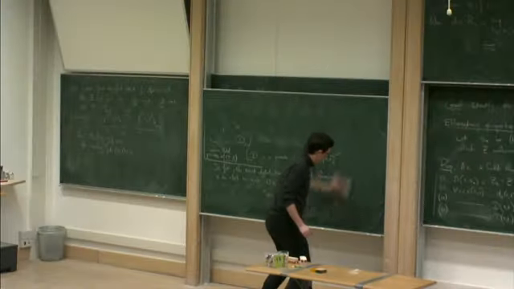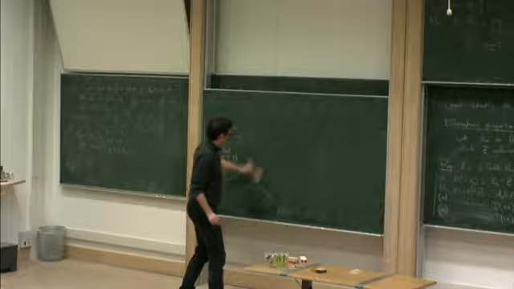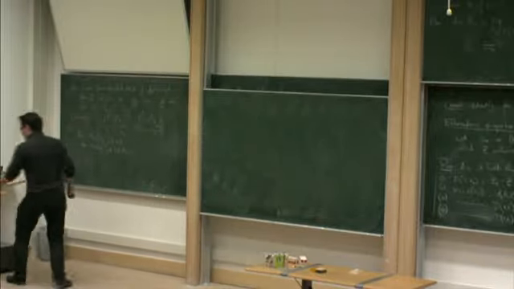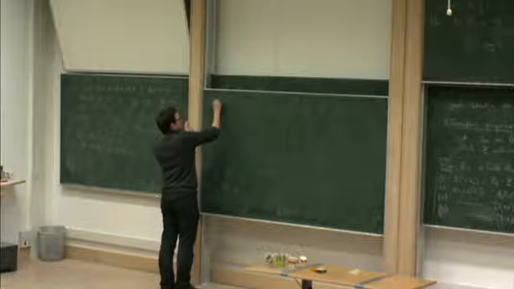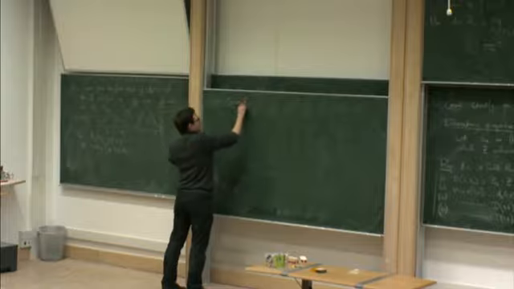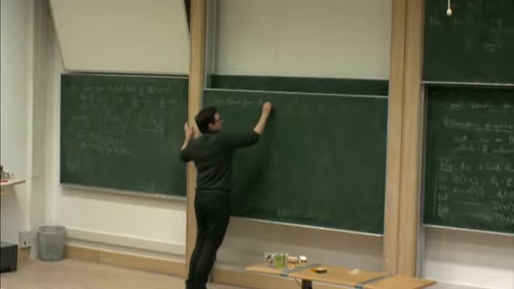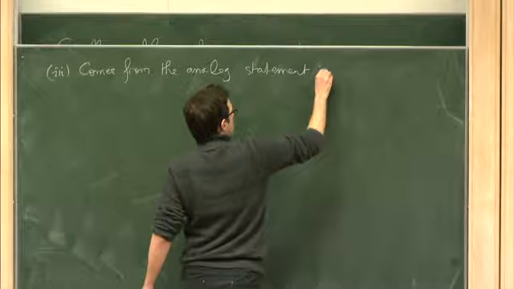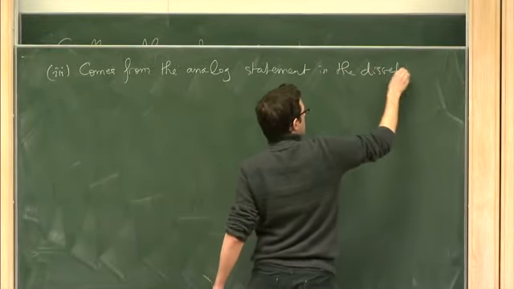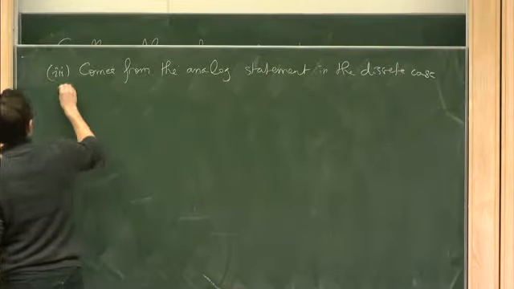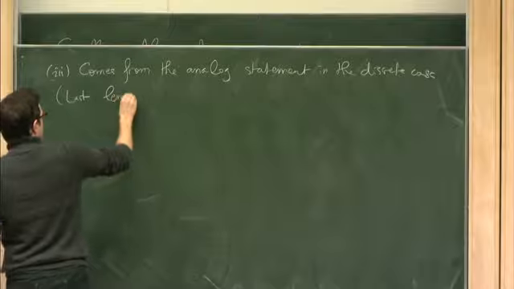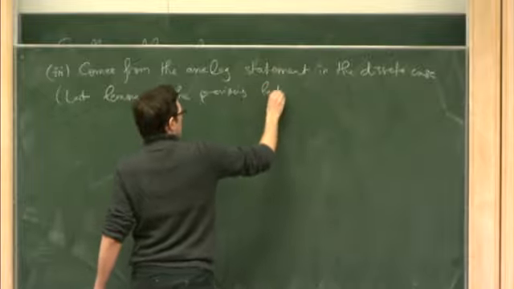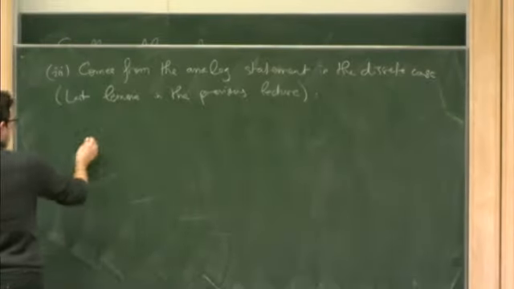And now 3 and 4, so we'll go a little faster on these points. So 3 comes from the upper bound, from the analogous statement in the discrete case that we saw last time. And let me just recall very quickly how we obtained that.